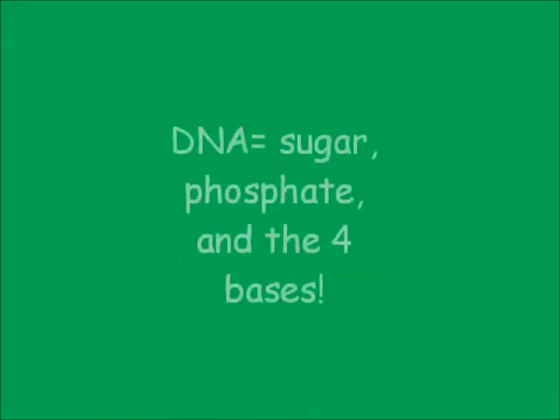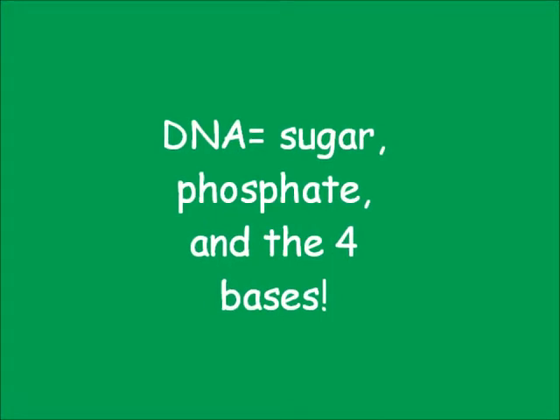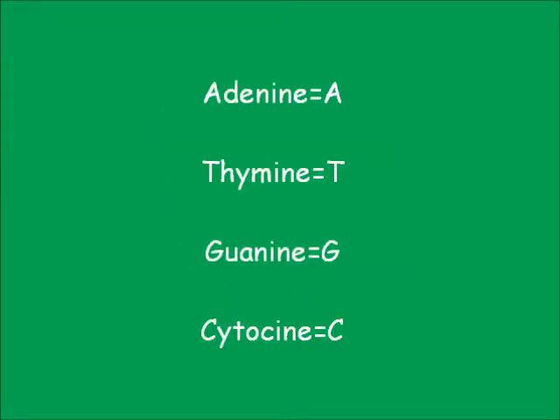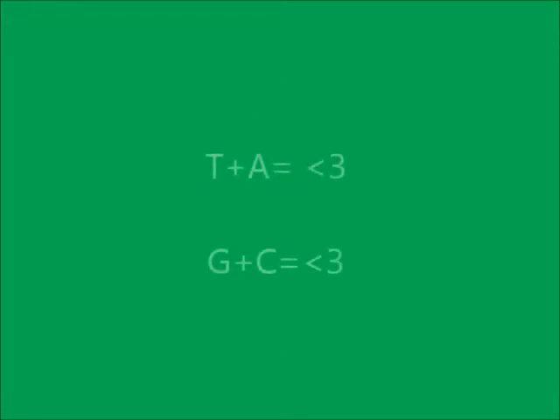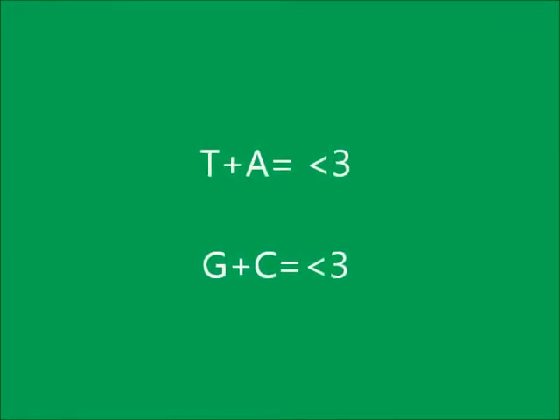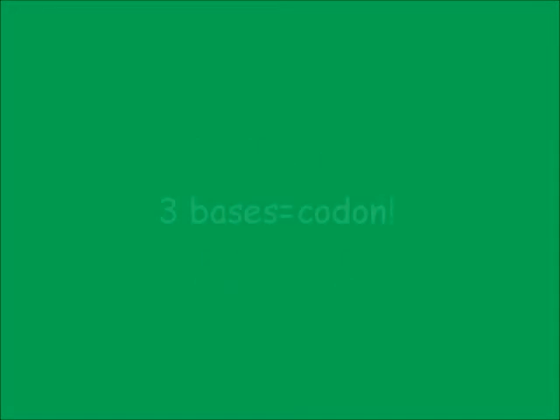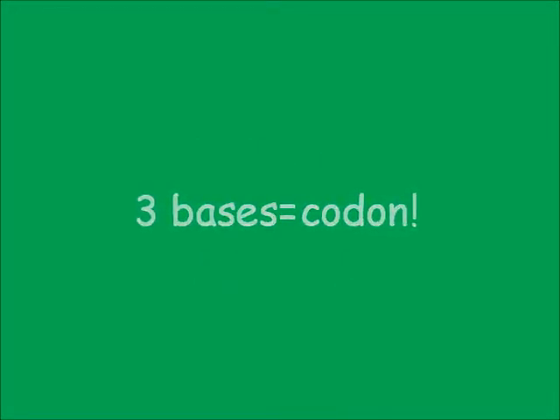DNA is comprised of deoxyribose, which is sugar, PO4, which is phosphate, and adenine or A, thymine or T, cytosine or C, and guanine or G. When changing the combinations from DNA to DNA, the A and T always go together, and the C and G always go together. 3 bases make up a codon in each group, and they're separated by dashes.